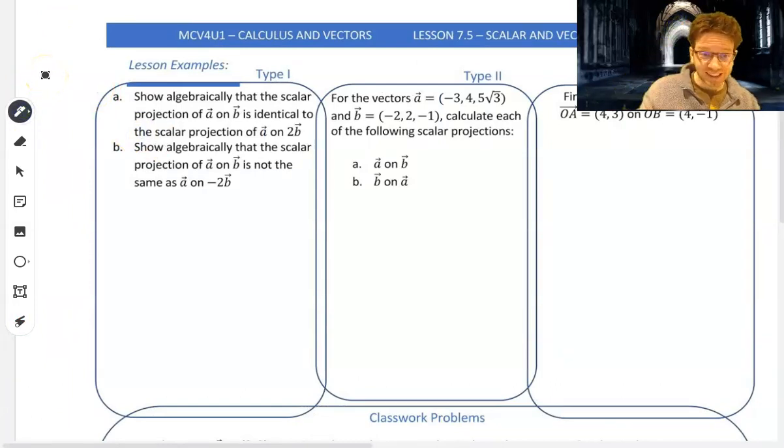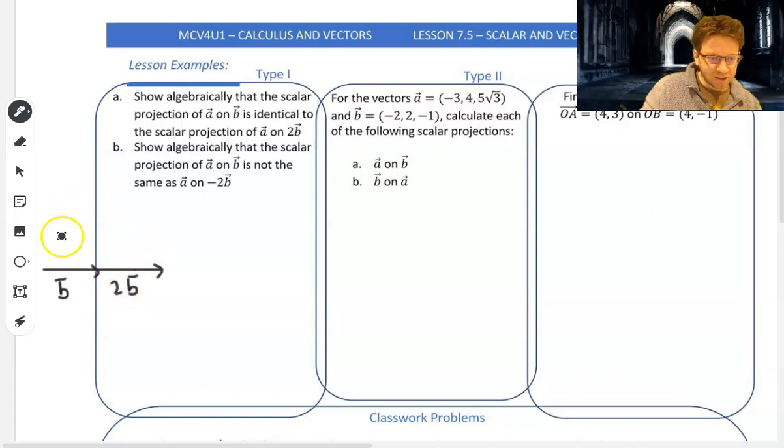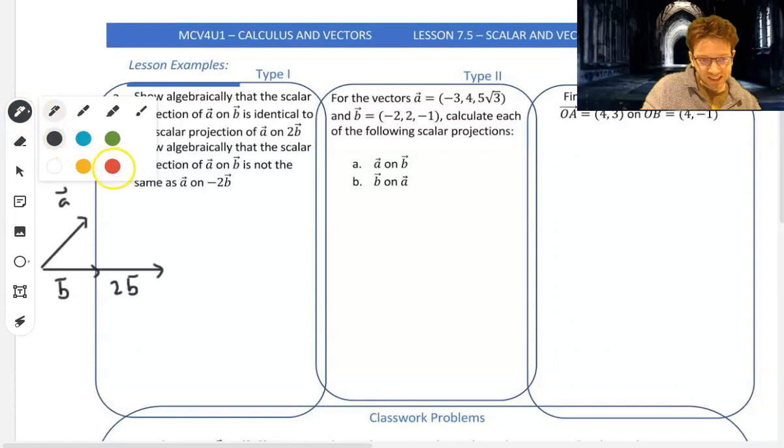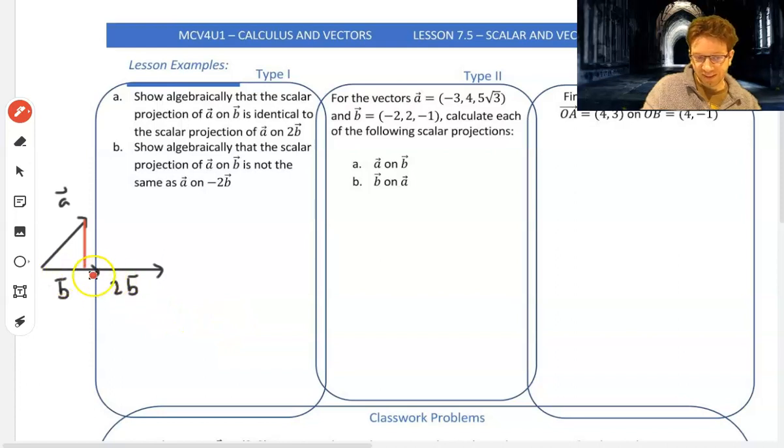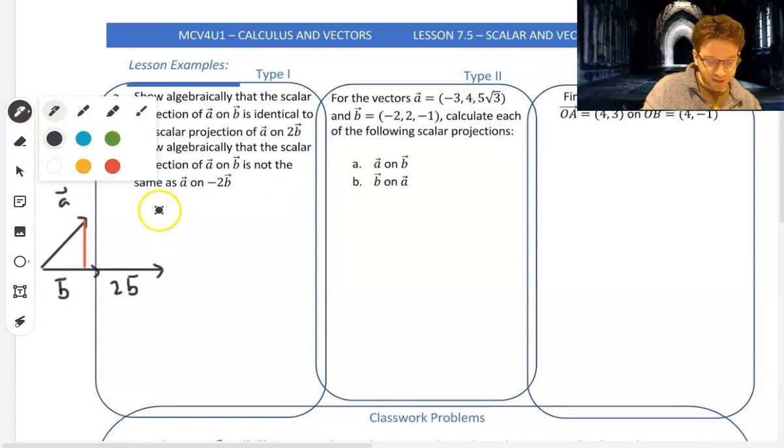Example number 1, we're actually going to show that the scalar projection of A on B is identical to the scalar projection of A on 2B. So I'm drawing this out. If you had, let's say B here, and then 2B here, so B and then 2B, and then we had some vector A. Geometrically, we can see that the projection of A on B is not going to matter whether or not the length of B is this long or this long. But let's see how that works algebraically.